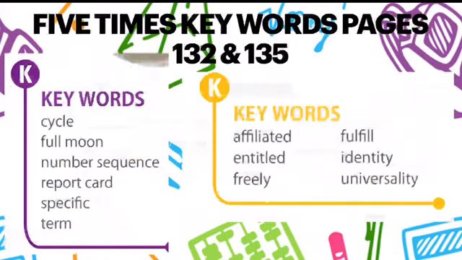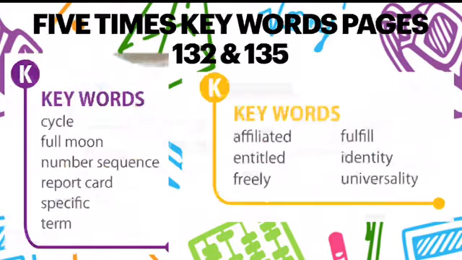The keywords from page 132, Smart Mathematician, are cycle, full moon, number sequence, report card, specific, term.